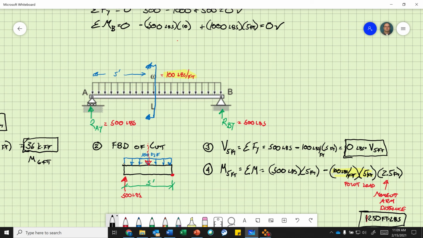And remember that distributed load turns from the entire beam length to just the left side, and we have to reconvert it into a point load. But do not do that when you calculate the shear. Only when you figure out the moment arm distance in the cut section. Okay, that 2.5 feet. Only in the moment equation do you turn it into a moment arm or point load. Okay. All right.